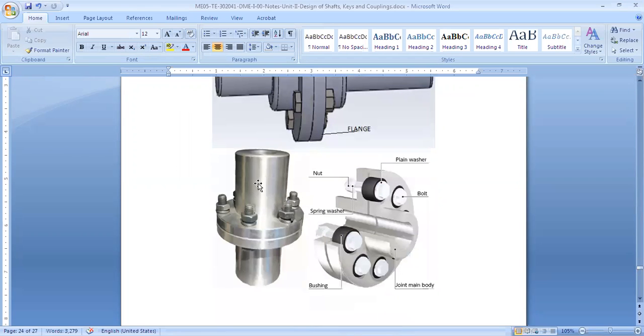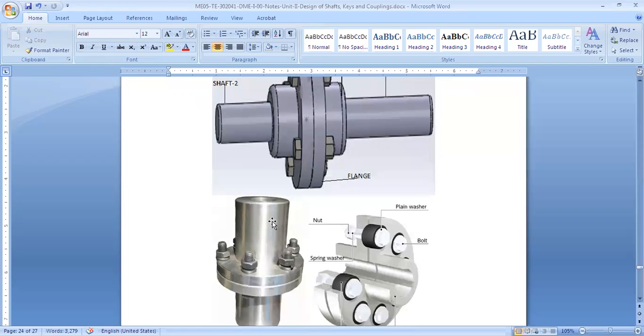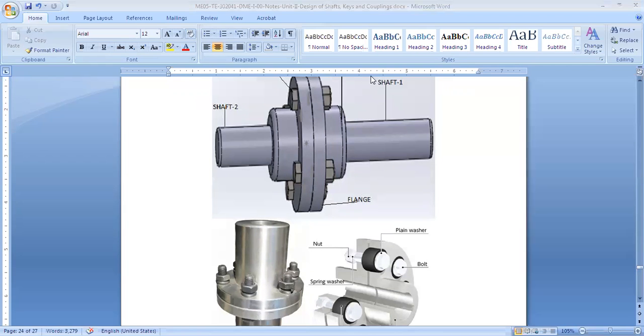There is another diagram. See, I have shown a flange coupling in steel. This is the hub, the part which you can see at the top and bottom is the hub. There are two flanges, and those flanges are joined by nuts and bolts. Here 6 nuts and bolts are shown. It can be 4, 5, 6 depending on the application, depending on the torque transmitted.